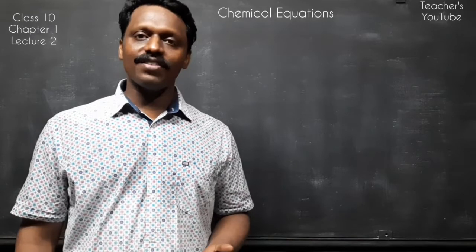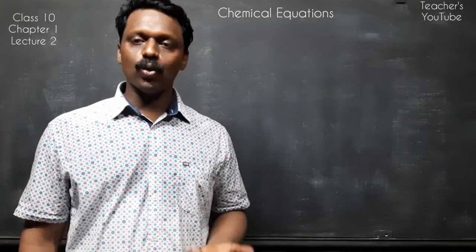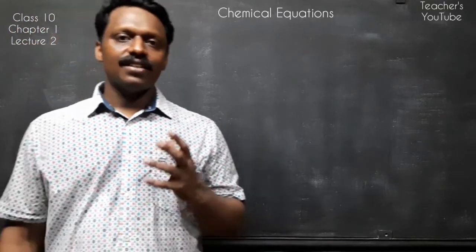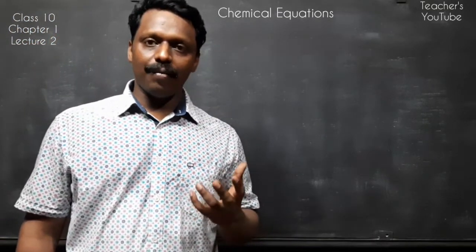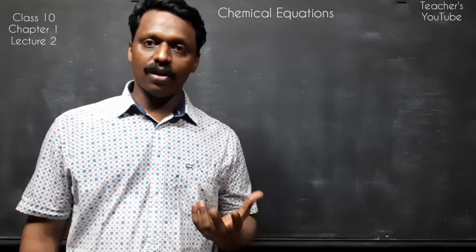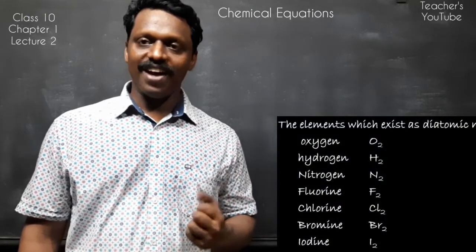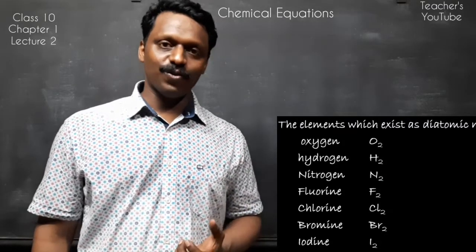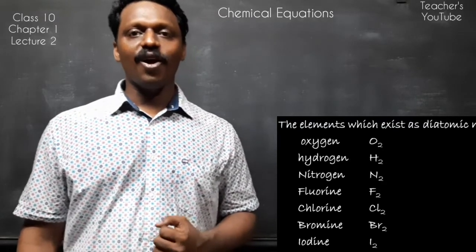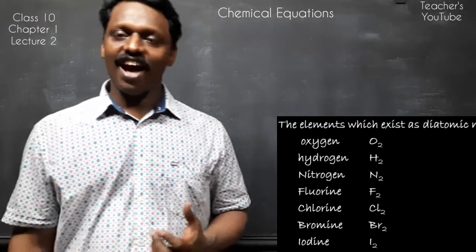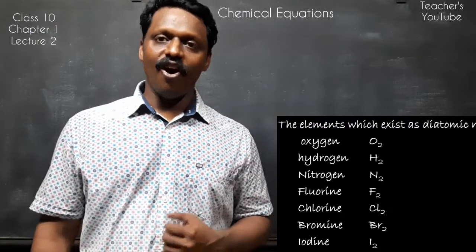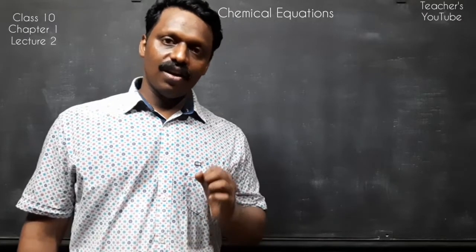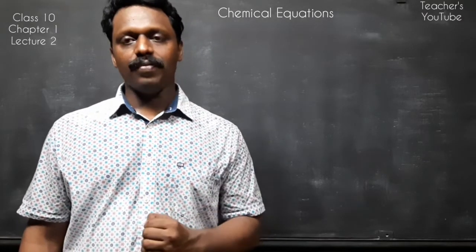We can only multiply a symbol or a formula by figures like 2, 3, 4, etc. It will be good to note that the elements which exist as diatomic molecules are oxygen, O2, hydrogen, H2, nitrogen, N2, fluorine, F2, chlorine, Cl2, bromine, Br2, and iodine, I2. All other elements are usually considered as monoatomic in equation writing and represented by their symbols.